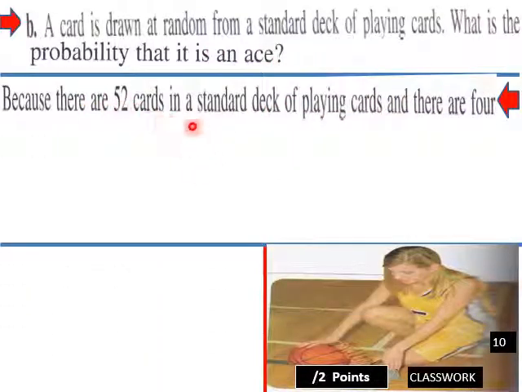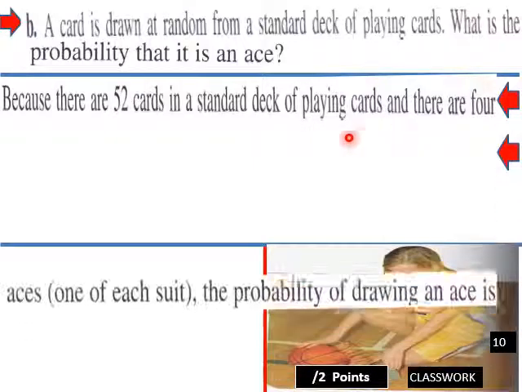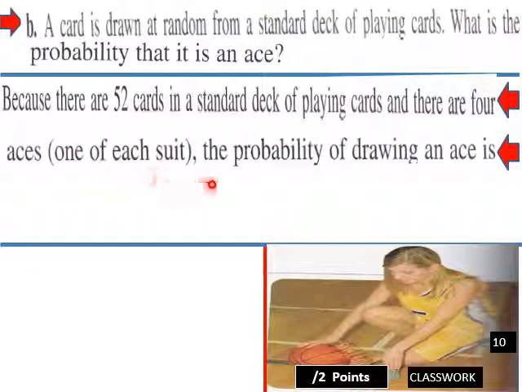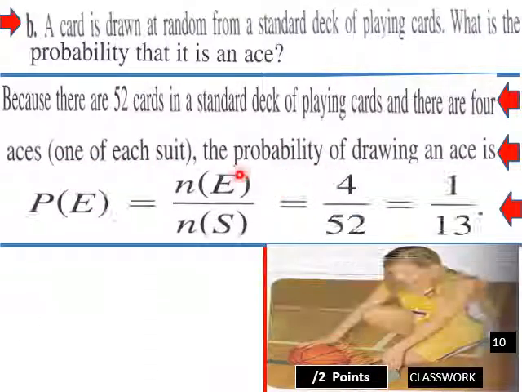Because there are 52 cards in the standard deck of playing cards and there are 4 aces, the probability of drawing an ace is P(E) = n(E)/n(S), which is 4 out of 52, or 1 out of 13.